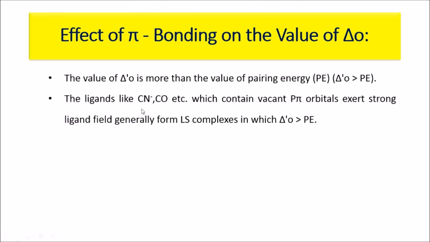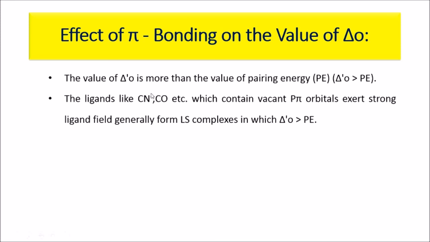Ligands like cyanide, carbon monoxide, NO, trialkyl phosphine, triphenyl phosphine, and hydride contain vacant p pi orbitals and exert a strong ligand field, generally forming low spin complexes in which delta dash O is greater than the pairing energy. This information can be obtained in the MO diagram, which is missing in CFT. So we have explored the limitation of CFT by representing the effect of pi bonding on the value of splitting energy.